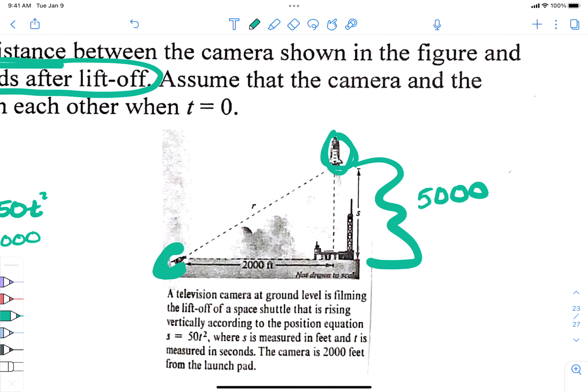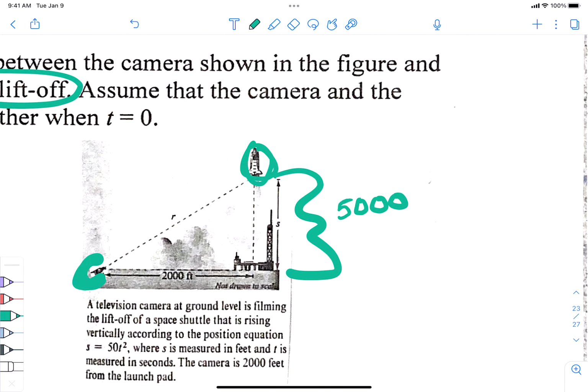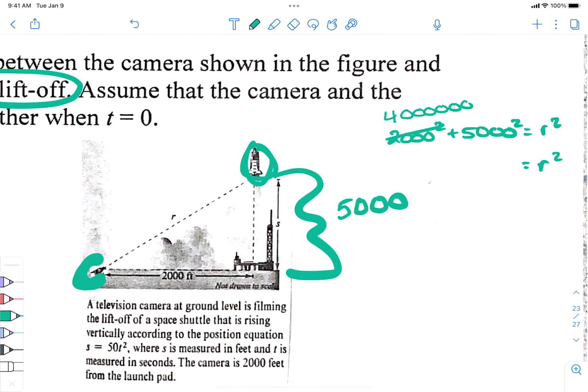We can do the Pythagorean theorem, kind of like what we did before, to find that. So 2,000 squared plus 5,000 squared equals r squared, and we can figure out what r is. 2,000 squared is 4 with 6 zeros. 5,000 squared is 25 with 6 zeros, which is 29 with 6 zeros. And we take the square root of that. So 29 million.